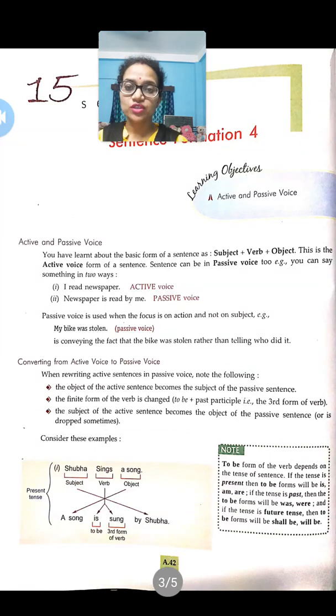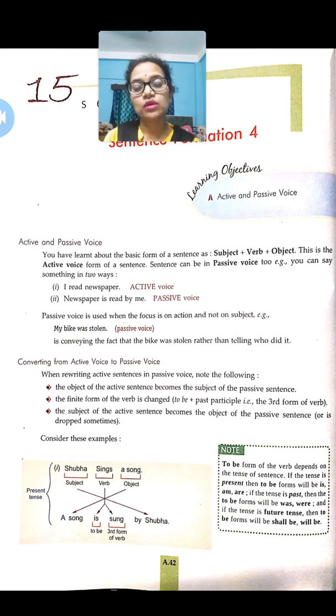Now let's move on to session 15, and session 15 is all about sentence formation. In this session we are going to learn about the active and the passive voice. Now everybody is very much familiar with the active and passive voice. Active and passive voice is what? Active voice is when something is said directly, and passive voice is indirectly. In short, if you want to explain. A very good example given in your book is: I read newspaper. It's an active voice. Directly it's being said.